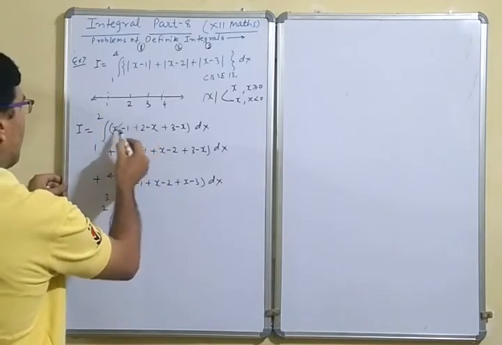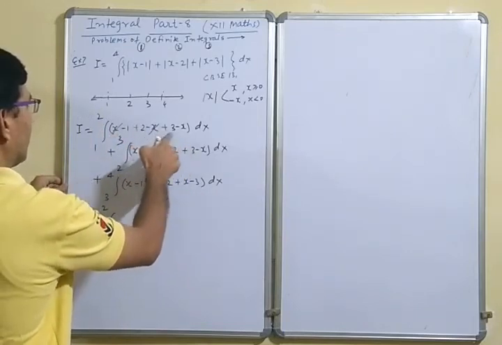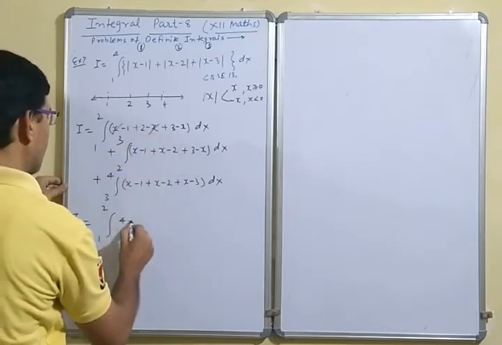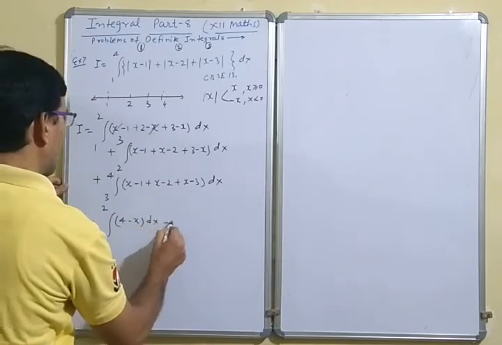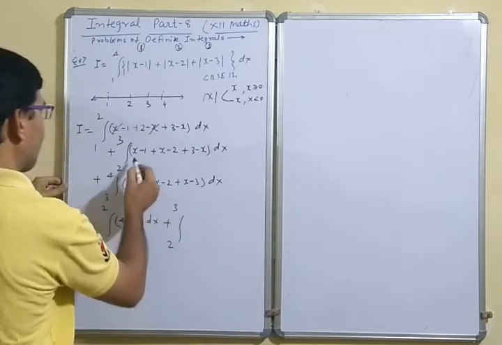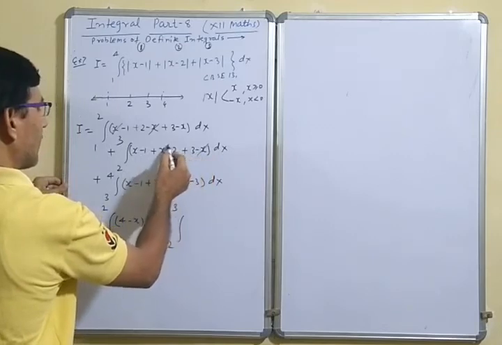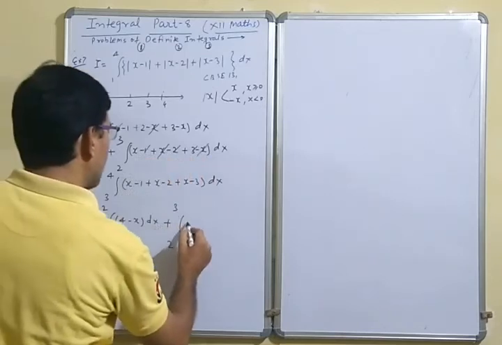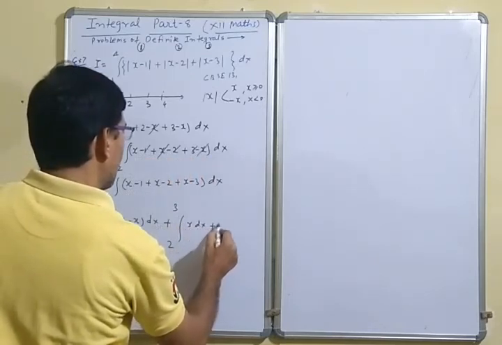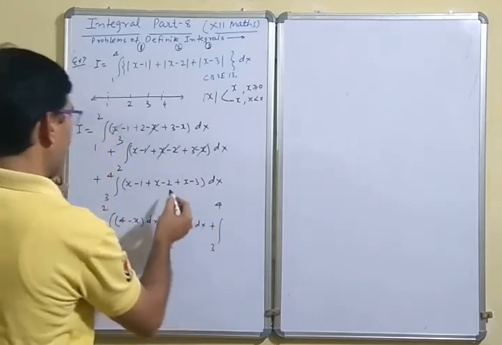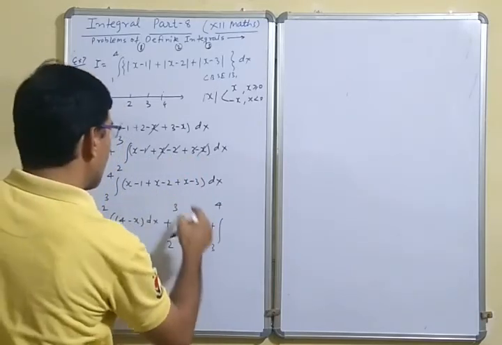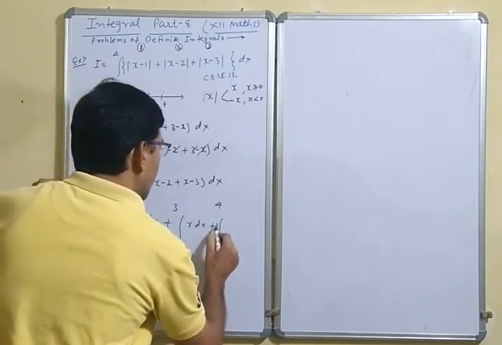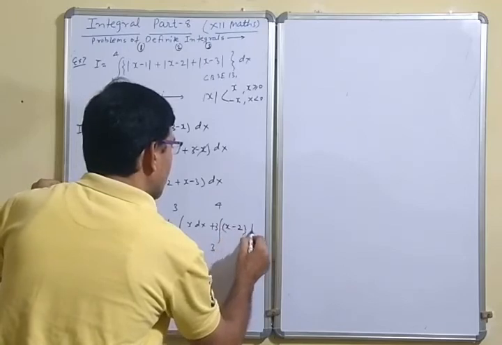So I is equal to, limit from 1 to 2, here x cancels out, 3 plus 2 is 5, 5 minus 1 is 4, and minus x, so (4 minus x) dx, plus the next limit 2 to 3, x cancels out, 2 plus 1 is 3, 3 cancels out, 3 minus 2 minus 1 cancels out, so that is x dx, plus limit 3 to 4, x plus x plus x is 3x, 3 plus 2 is 5 plus 1 is 6, 3x minus 6, so take 3 common, 3(x minus 2) dx.